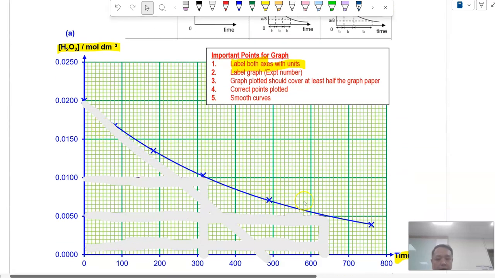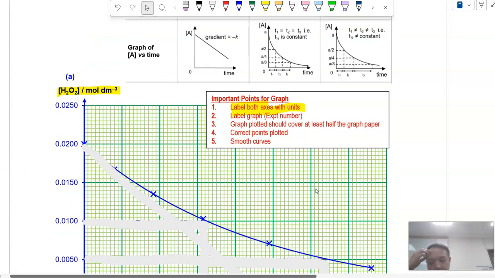Okay, so we plot the points, label the points correctly, and you're supposed to choose a scale that allows for covering at least half the graph paper. Okay, so you can see my graph typically covers more than half of the grid given. Okay, so assuming I plotted a graph correctly, now we are supposed to find half-life.